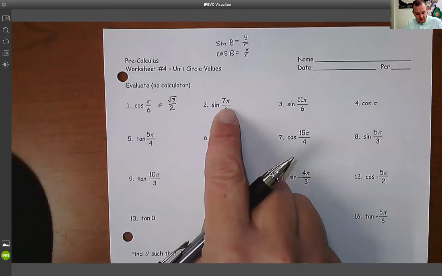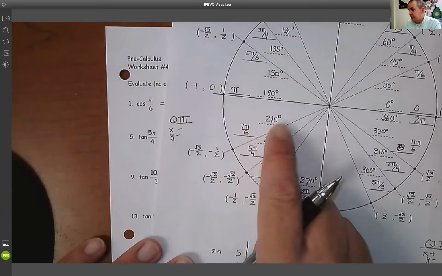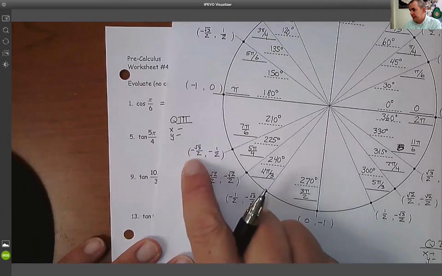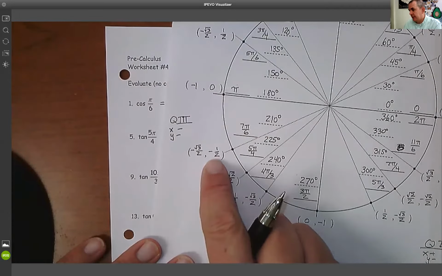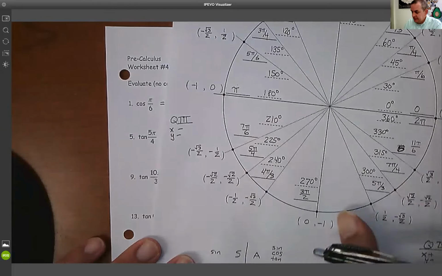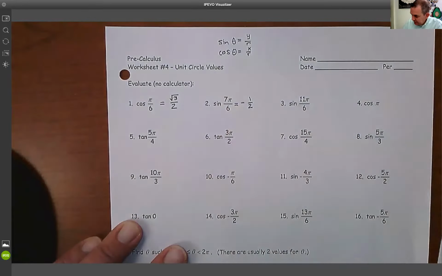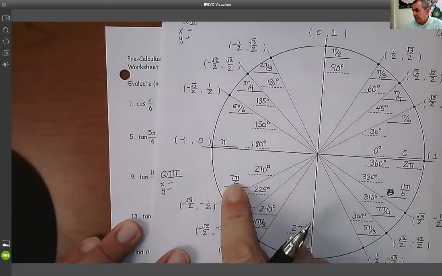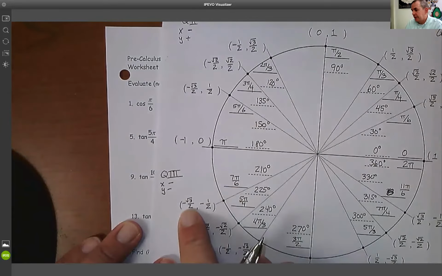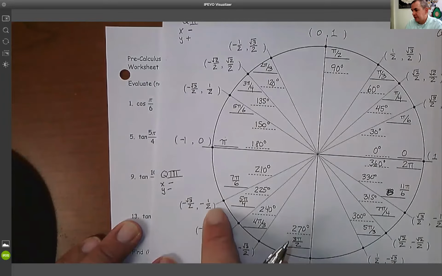Sine 7 pi over 6. Again, we're going to find 7 pi over 6. Here are our two values, cosine first, sine second. So the sine of 7 pi over 6 is equal to negative 1/2. Because we go to 7 pi over 6, drag our finger here: this is the value of the cosine there, and this is the value of the sine there.